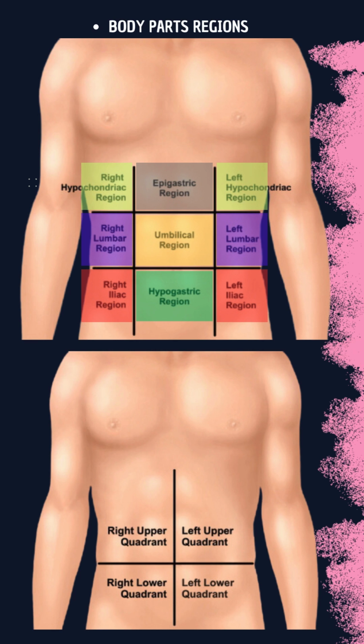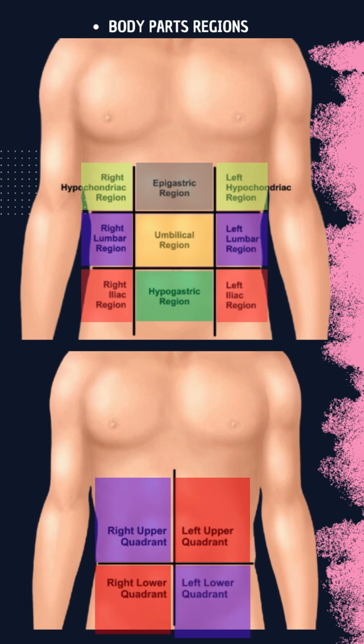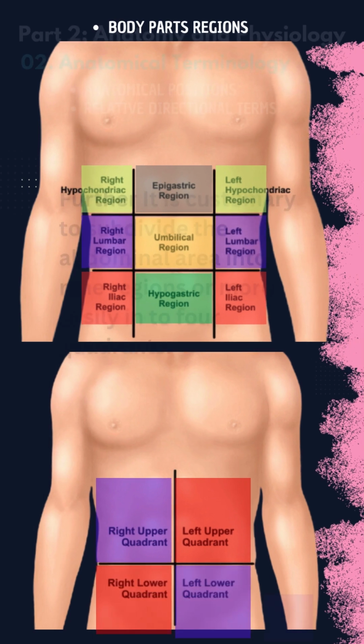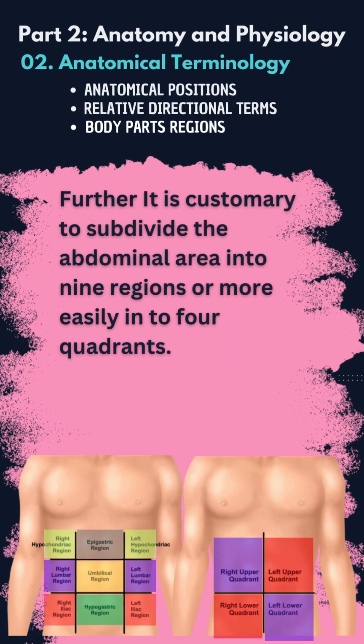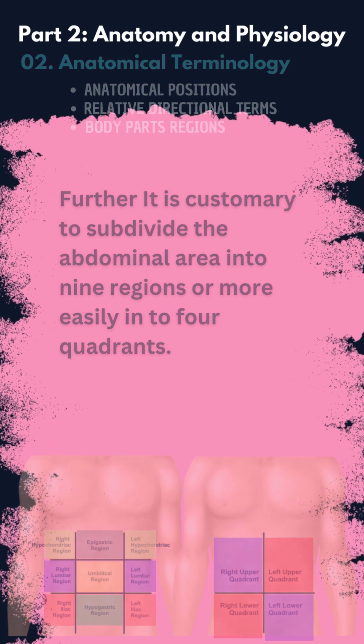Or we can easily divide the abdominal area into 4 regions as shown in the second image. Let's focus on the image. Right upper quadrant, left upper quadrant, right lower quadrant, left lower quadrant. Hope you have understood how to divide the abdominal region and what they are called in anatomical terminology. Now we will move on to our third section of the video, that is body planes and sections.